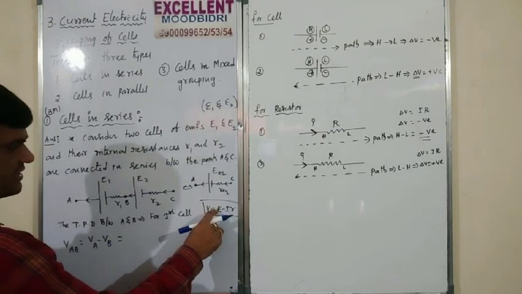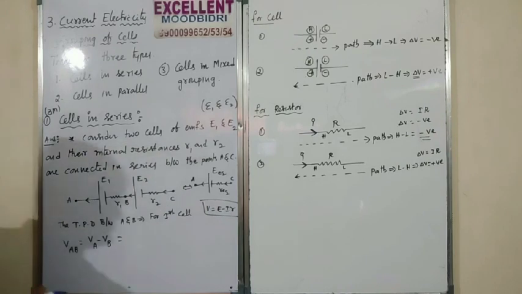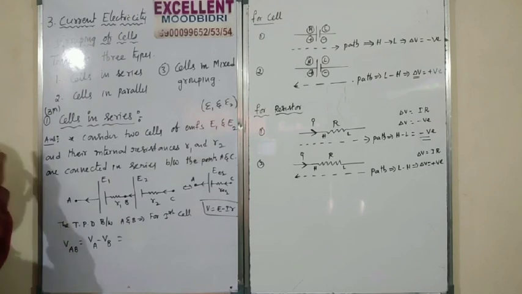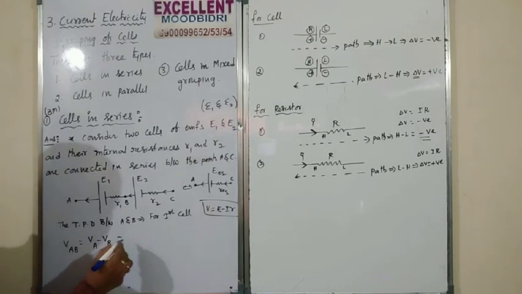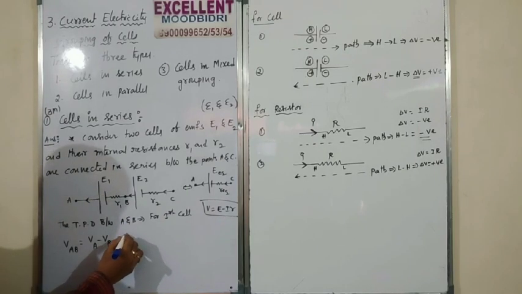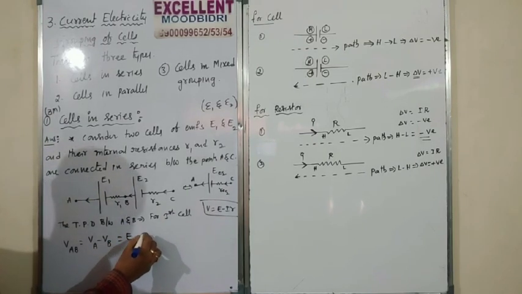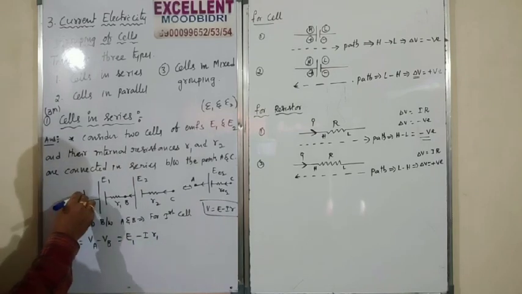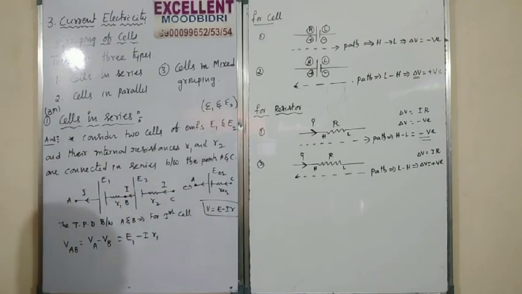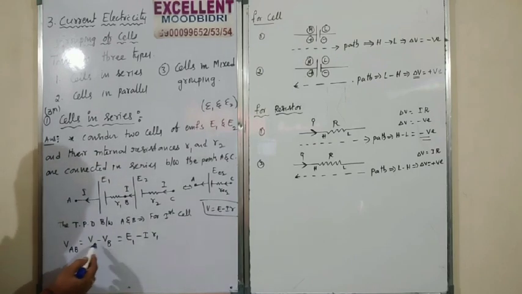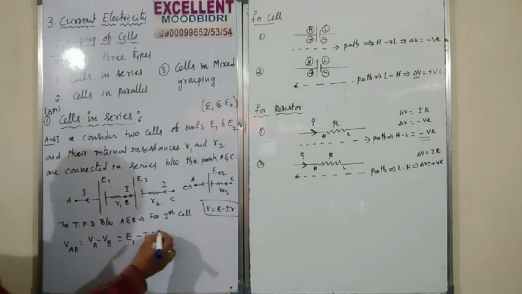I told this very clearly previously in session 8. In part 8 also I have given the terminal potential difference, very important for solving series combination or parallel combination like that. So VA minus VB is equal to E1 minus I into R. Current is same in a series combination. So VAB is equal to VA minus VB is equal to E1 minus IR1. That is the first one over.